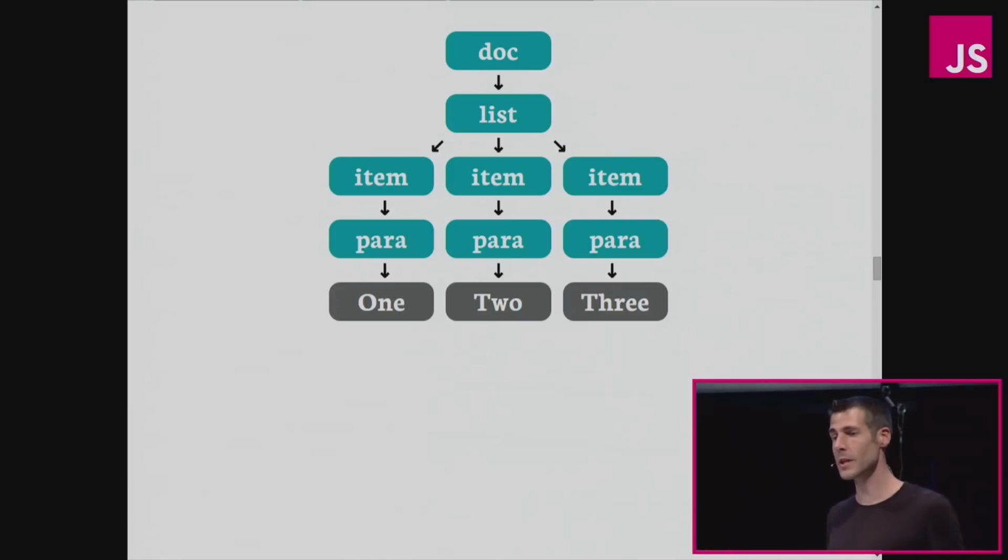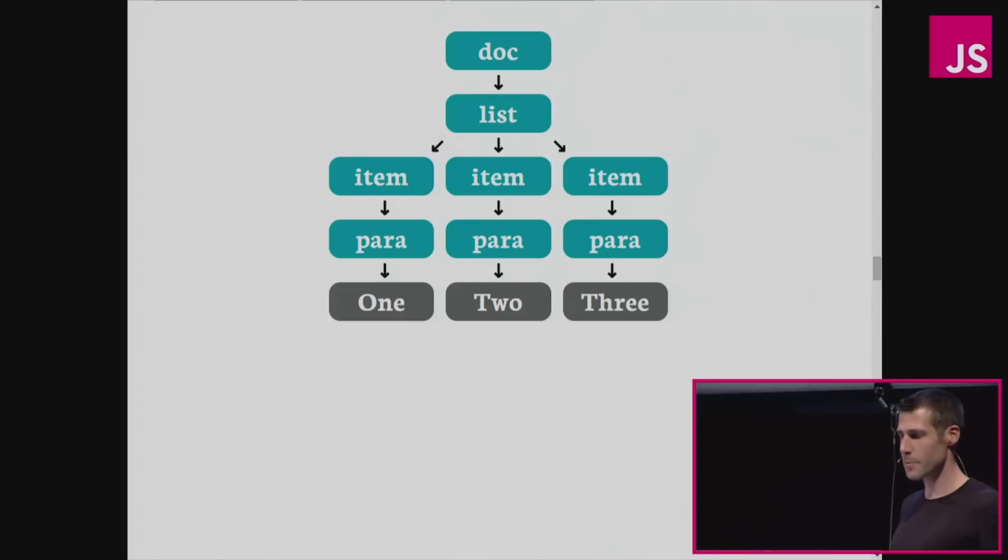If you add an item to this list here, you just reuse the old item nodes and make a copy of the document in the list node with a fourth child in the list node. So you're only copying 2 nodes rather than your whole document structure.